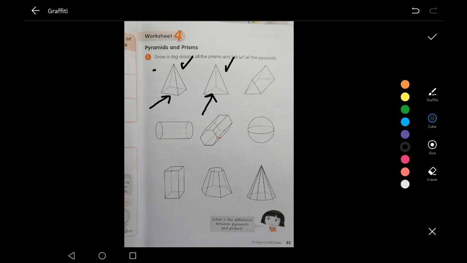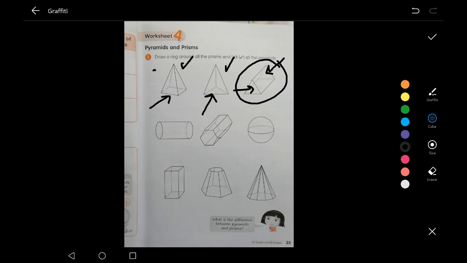How many bases do we have? We have two bases, and they are triangles. Now what about the other faces? What shape are they? They are rectangles. Good job. So two triangular bases with rectangular faces. What do we call this shape? It is a prism, a triangular prism. So we have to draw a ring around it.